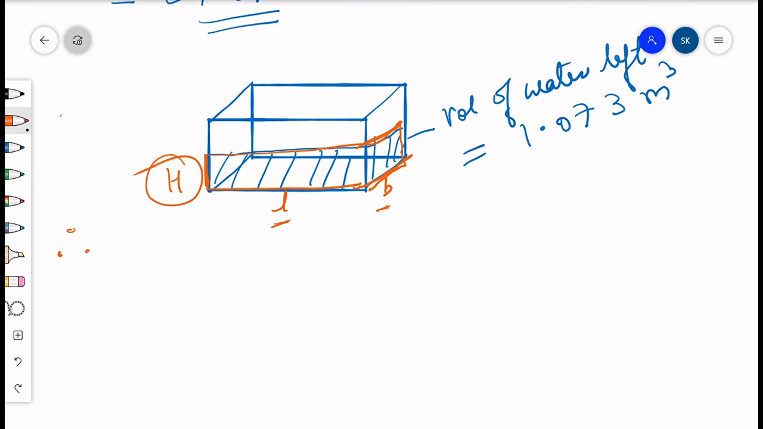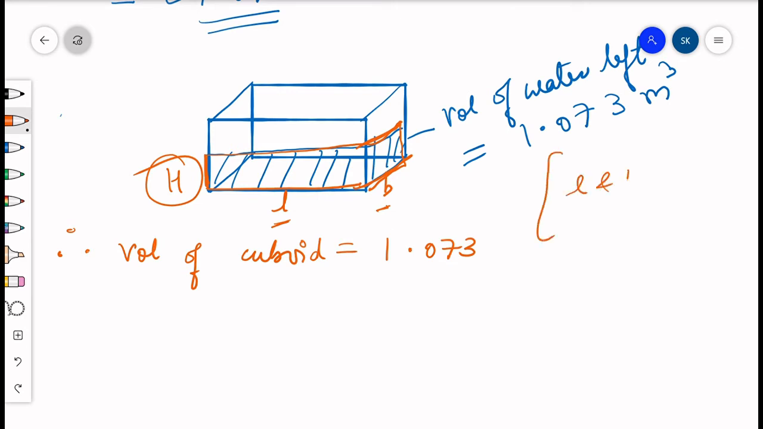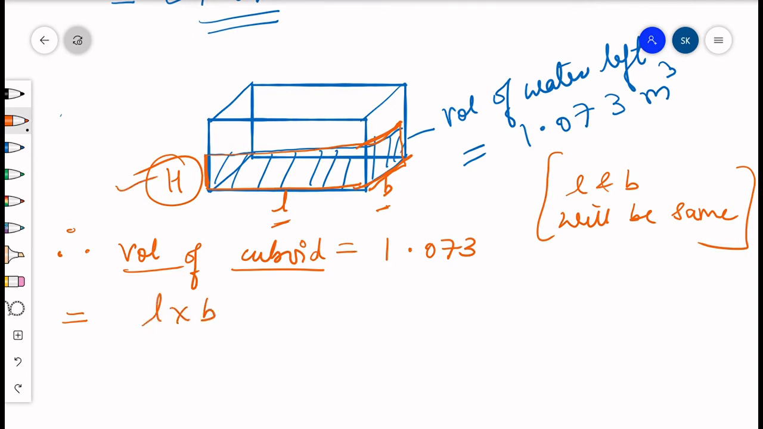Therefore, the volume of this cuboid is 1.073, right? You can write here, L and B will be the same. For your understanding, you can note this down. Now, what is the volume of the cuboid formula? If the volume is 1.073, that means L into B into this H is equal to 1.073. Now, everything is clear, I think.